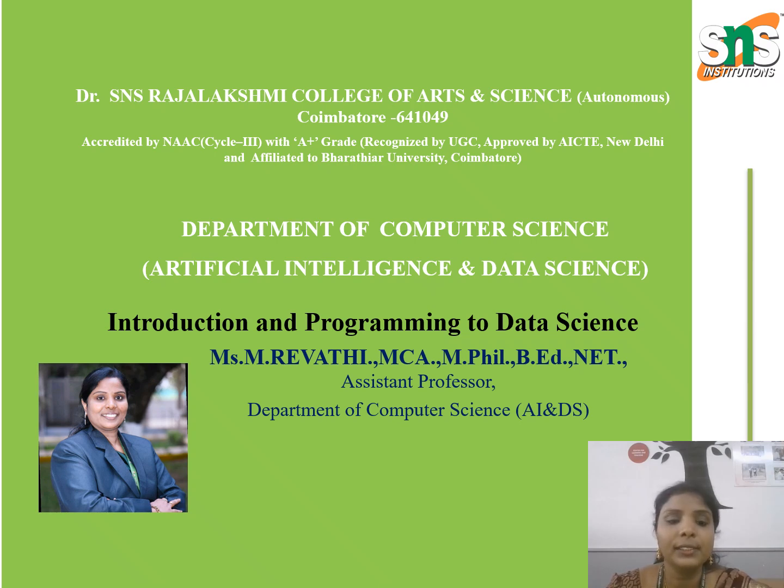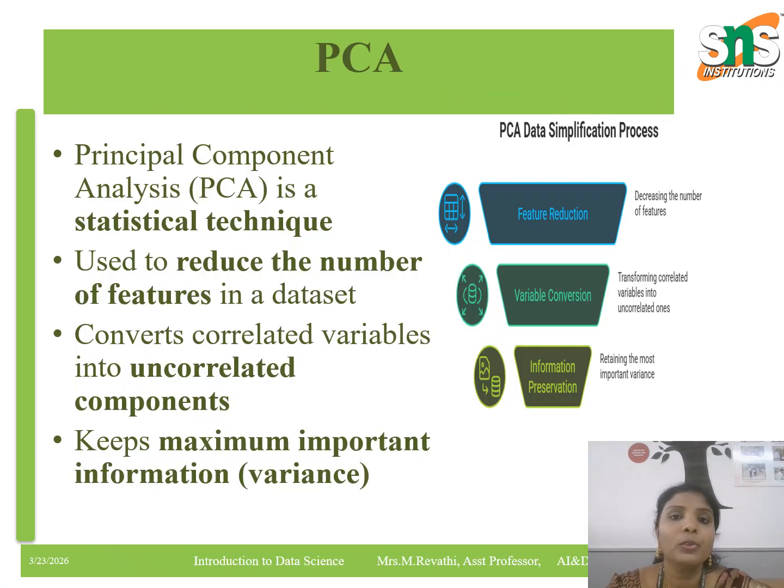In this series, we are discussing the introduction and programming to data science. Today, we are going to learn about PCA, which stands for Principal Component Analysis. PCA is a statistical technique used in data science to reduce the number of features in a data set.